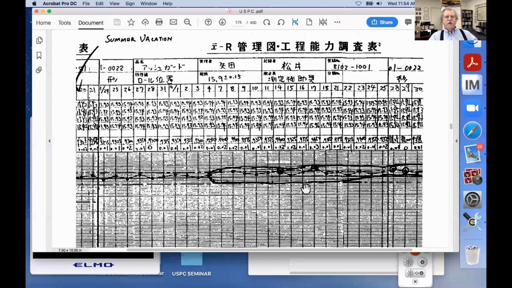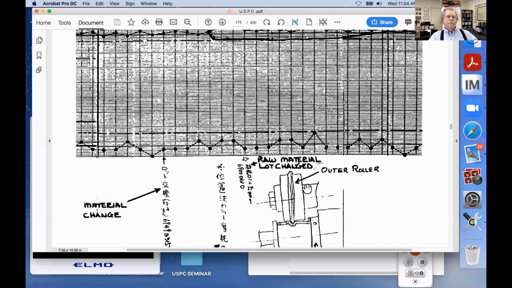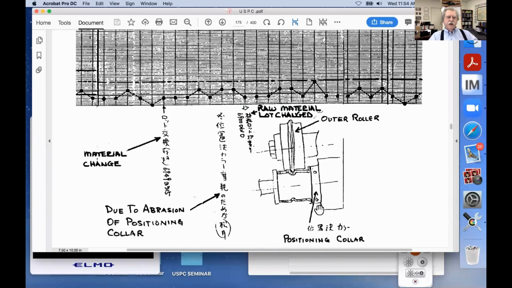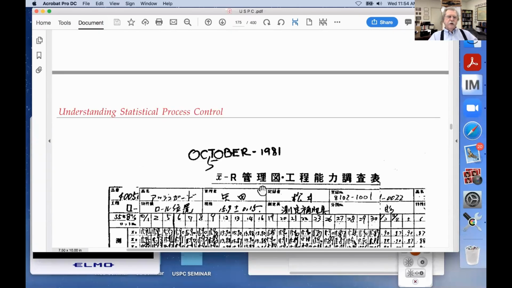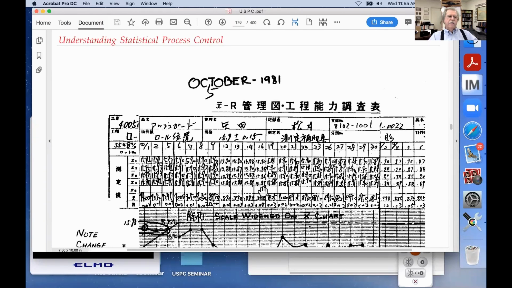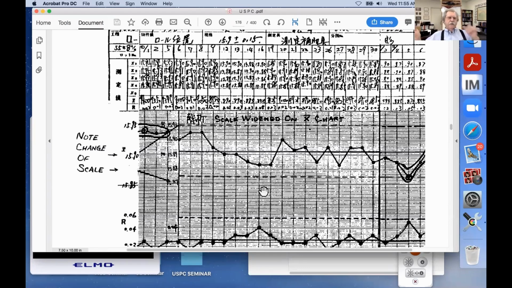And this time the note is definite. Due to abrasion on the positioning collar, it's time to order a new collar. So they order the new collar, and it comes in on October 5. And it looks like everything just goes to pot here because it was getting hard to see the graph.